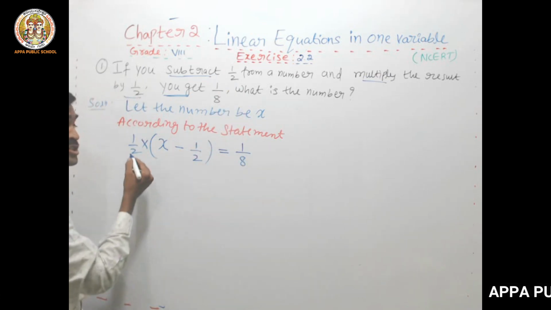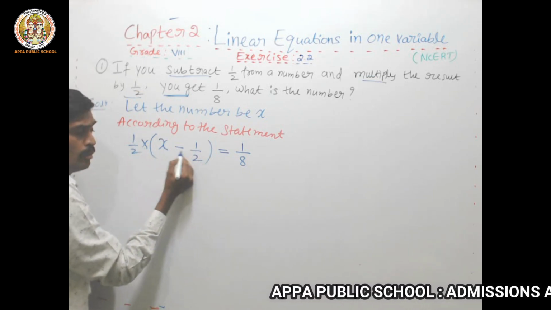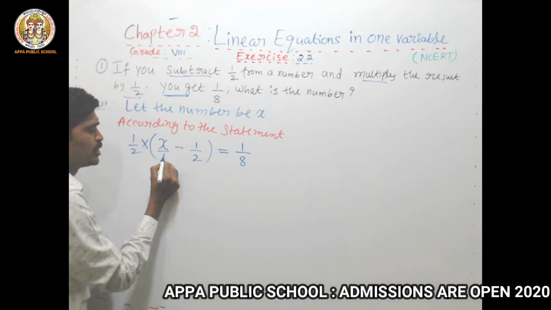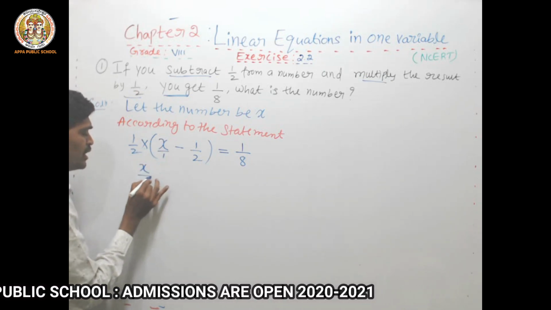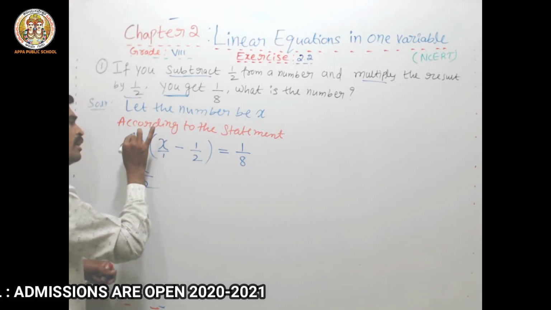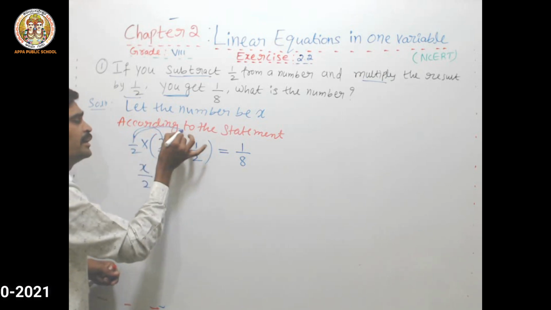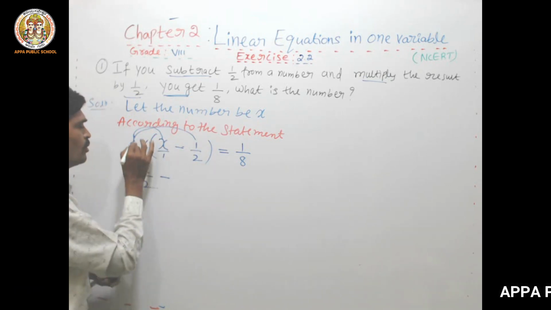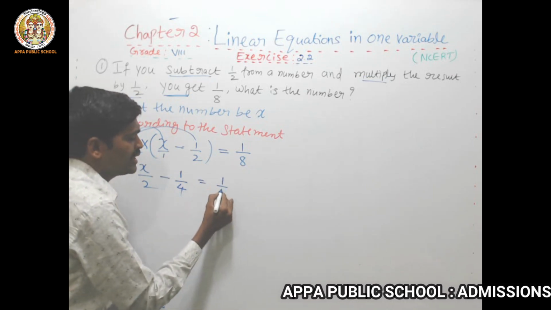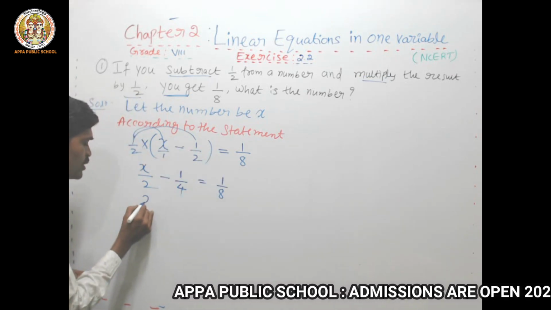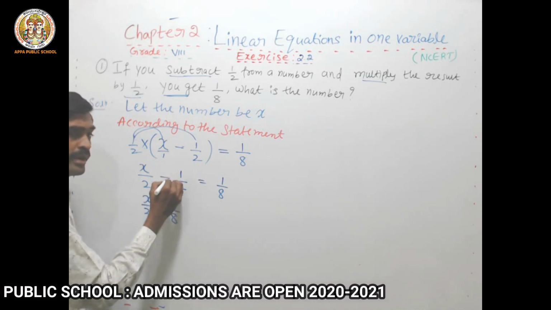Here, my dear students, is the distributive property, multiplication over subtraction. You have to multiply 1 by 2 into both terms. Here nothing is there, means the denominator should be 1. 1 into x is x, 2 1s are 2. Then x into 1 is x, 2 1s are 2. Minus 1 1s are 1, 2 2s are 4, is equal to 1 by 8. x by 2 keep as it is, equal to 1 by 8 minus 1 by 4.